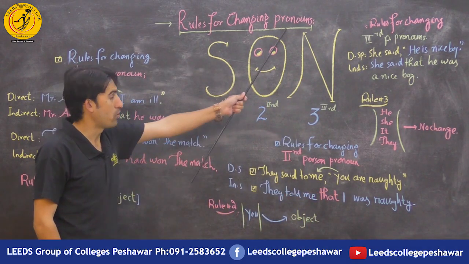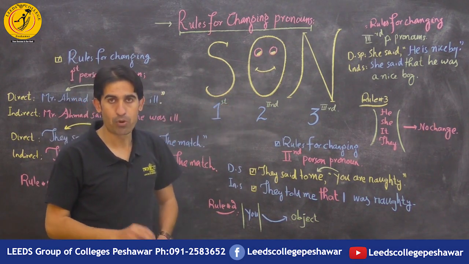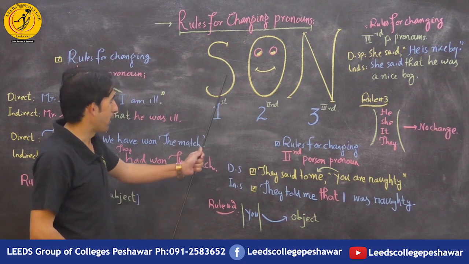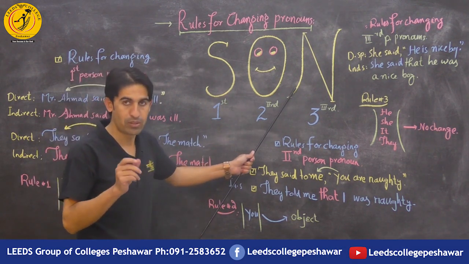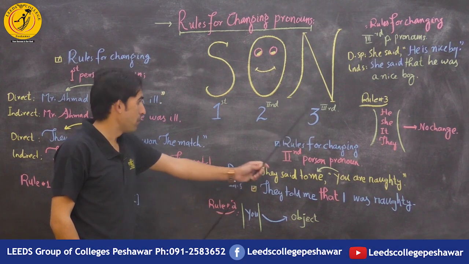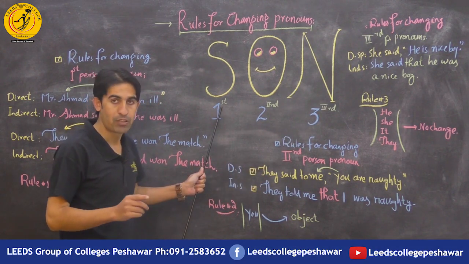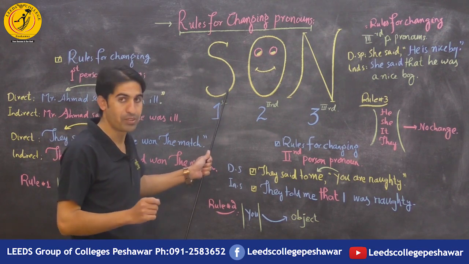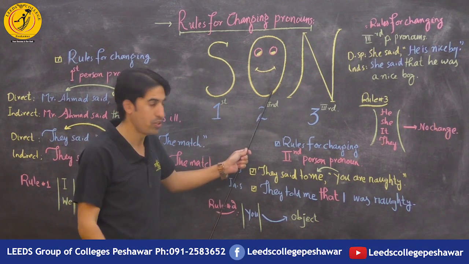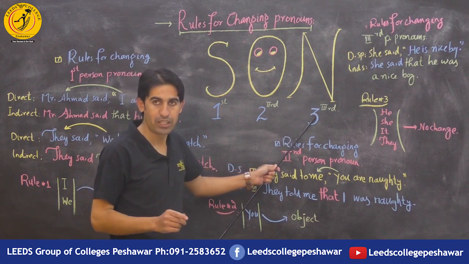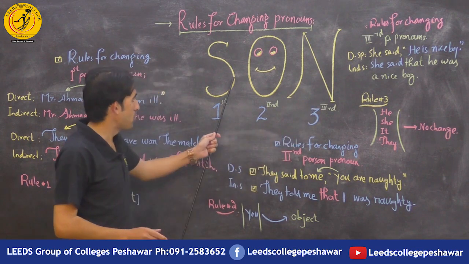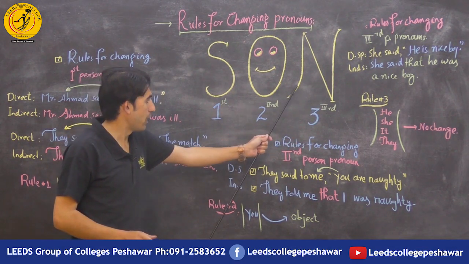Rules for changing pronouns. When we change pronouns in reported speech and indirect speech, we follow a formula, that is the SON formula, right? We have S-O-N, and below these letters we have first person, second person and third person. Remember, first person pronouns in reported speech change according to the subject of the reporting speech. Second person pronouns change according to the object of the reporting speech, and the third person pronouns, including he, she, it, they, or maybe a name like Ali or Ahmad, do not change. So N means no change. Here S means subject, O means object, N means no change.